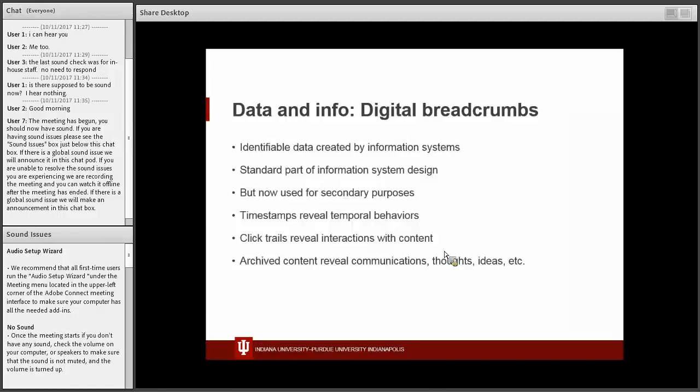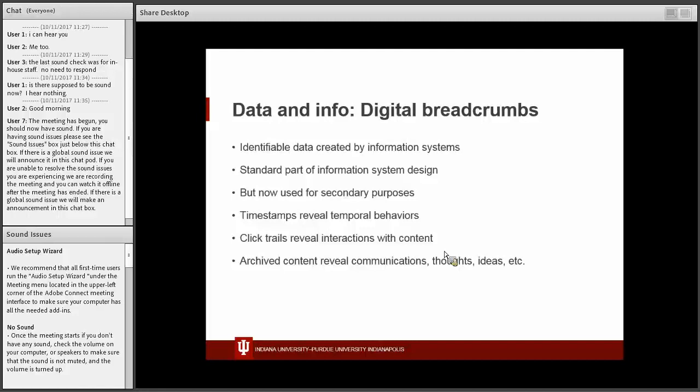And what these breadcrumbs often look like, or what they tell about a student, is they can be timestamped, which can reveal temporal behaviors. So when students did a certain action or committed a certain event at a particular time, at a particular date, down to the second. And you could also use those timestamps to understand a history of behaviors in a particular information system.